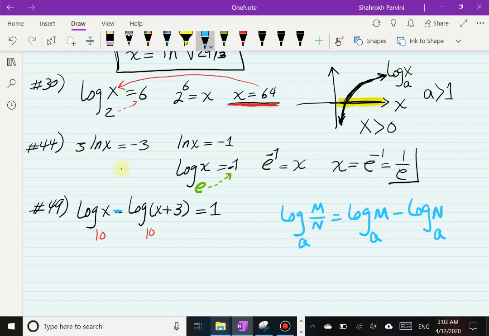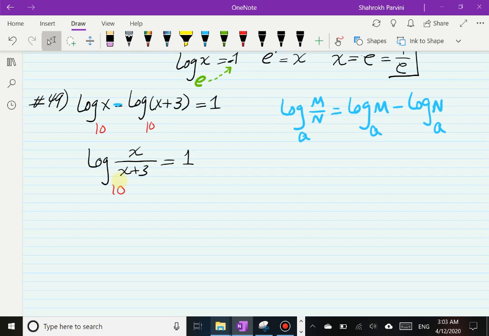Because it is in the form of a subtraction, this is the first part. This part is log m. This part is log n. So I can actually write it as a quotient, and that's what I'm going to do next. I'm going to write this as log of a quotient, which would be x on top, x plus 3 on the bottom, and the base is of course 10. Remember, in the book they did not put the base because it's a common log.